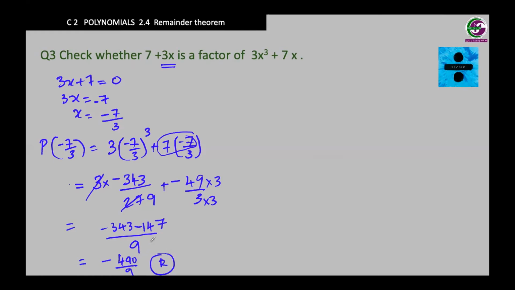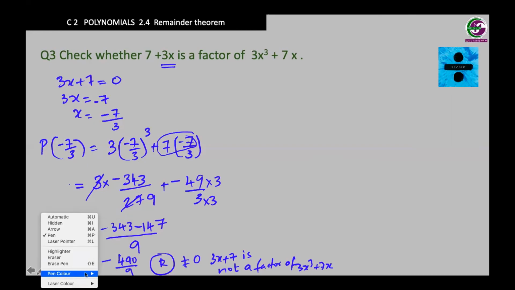So what did we study actually? When the remainder is not equal to 0, we can say that 3x plus 7 is not a factor of the polynomial 3x cubed plus 7x. Let us see how it will look when we do the long division.